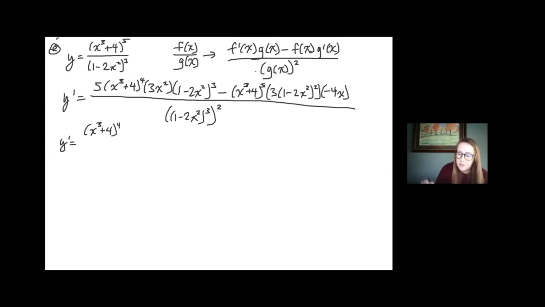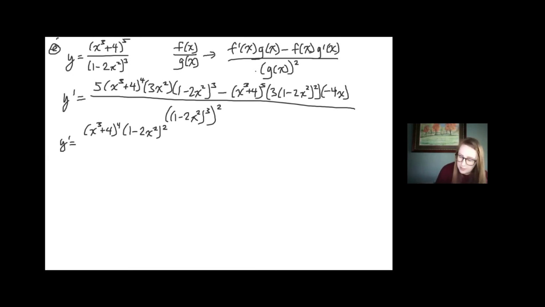Okay, the other factor that they have in common is 1 minus 2x squared. And there's 3 of those in the first term, but only 2 in the second term. So we can only pull out 2. So we're factoring out 1 minus 2x squared, squared.